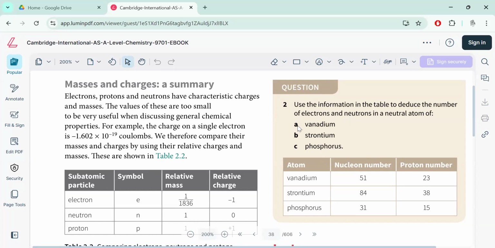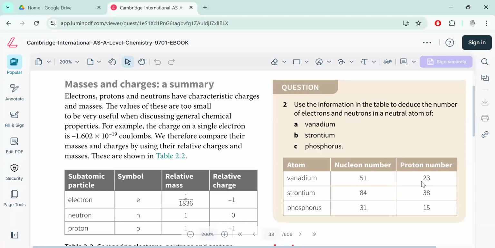So the number of electrons of vanadium right here is 23. Why? Because the proton number of vanadium is also 23. Therefore, the electron number is also 23. Now to find the neutrons, like the previous formula, we need to subtract the proton number from the nucleon number. So we have 51 minus 23, which is equal to 28. So that's the neutrons.